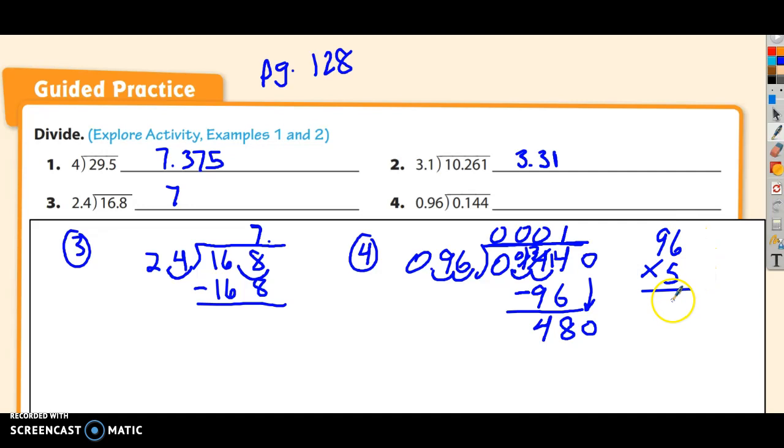5 times 6 is 30. 5 times 9 is 45, plus 3 is 48. So that was a really good guess, 480. So I'm going to put a 5 here. 5 times 96 is 480. So I subtract and I don't have a remainder, which means I'm done. Now where does the decimal go? It was here, it got moved over here, and then it goes straight up. My answer is 0. These zeros can just get dropped. It's 0 and 15 hundredths.